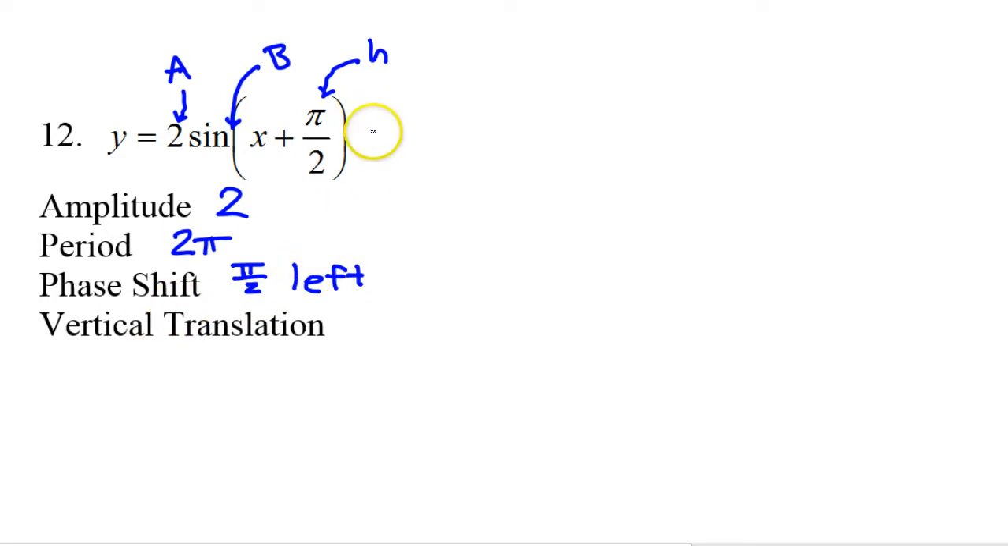Now there is no K value. The K value would go right here, and there's no number here. So that means there is no vertical translation. Alright, that should give us the information we need to do the graph.